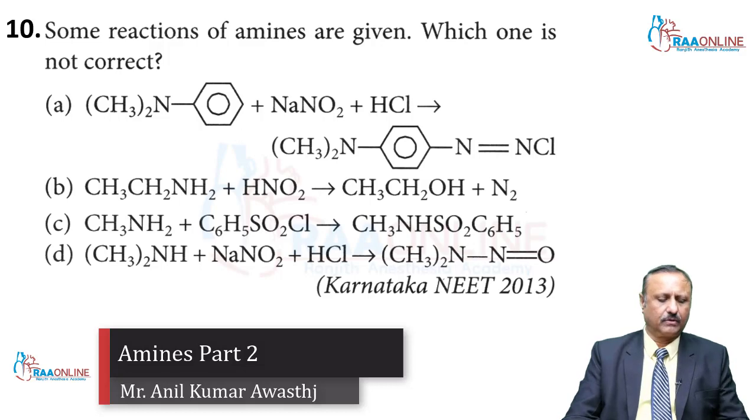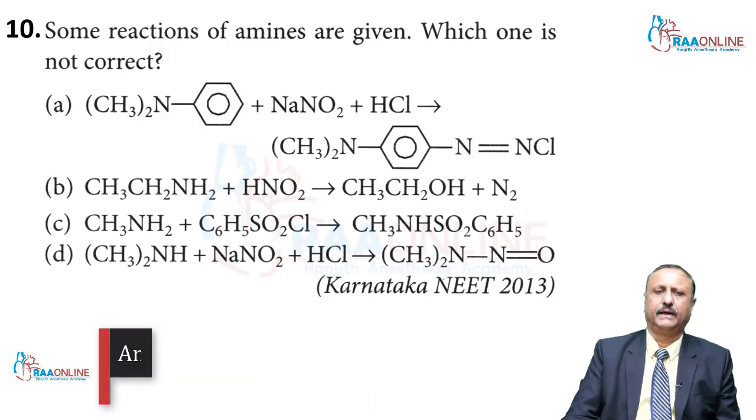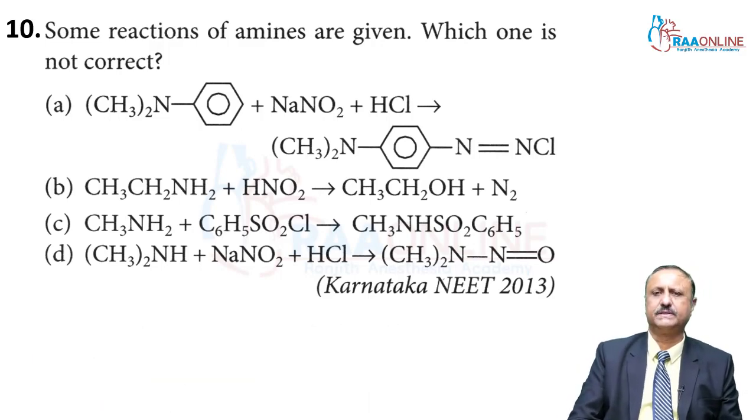Now my dear students, we can go to question number 10. Here in question number 10, some reactions of amines are given. Which one is not correct? Option A: C6H5N(CH3)2 plus NaNO2 and HCl.